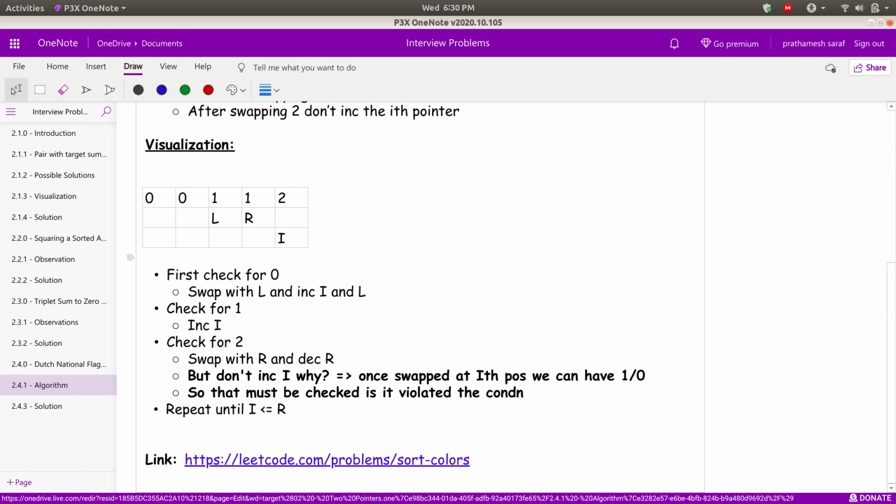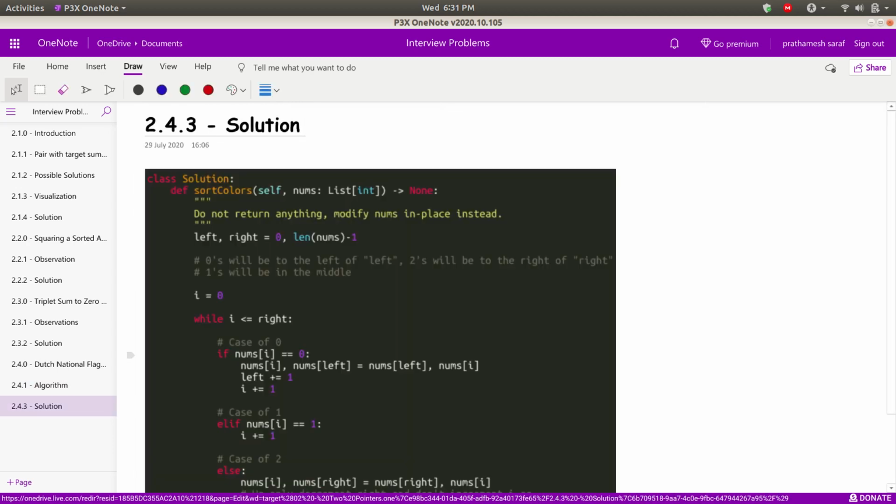So if you have understood this algorithm, I want you to go to this link. I will put this link in the description section, and go and solve this problem. Once you have solved this problem, do come back here for the solution. Now I will show you the solution. It is the same implementation. So the solution is as follows.